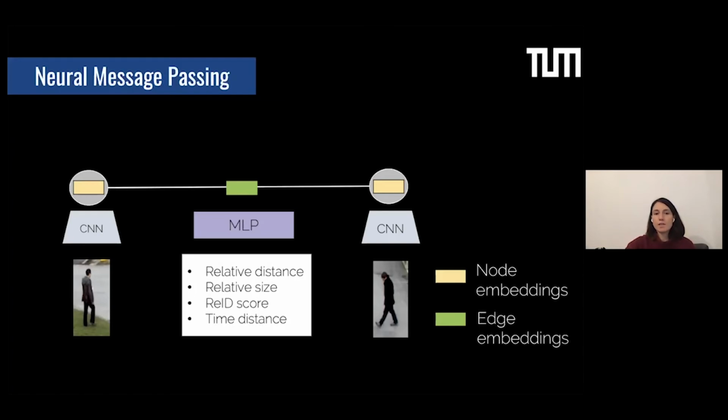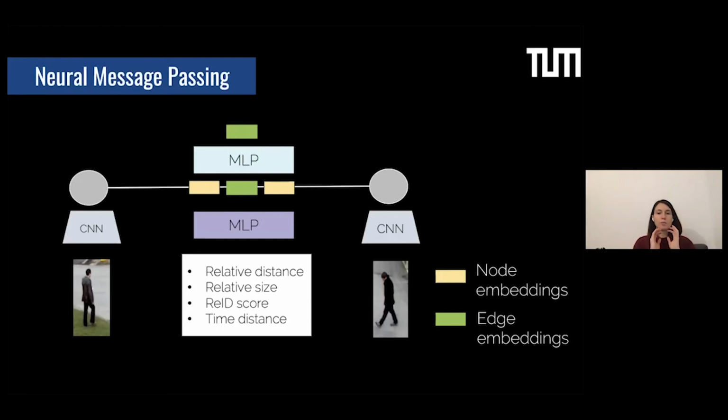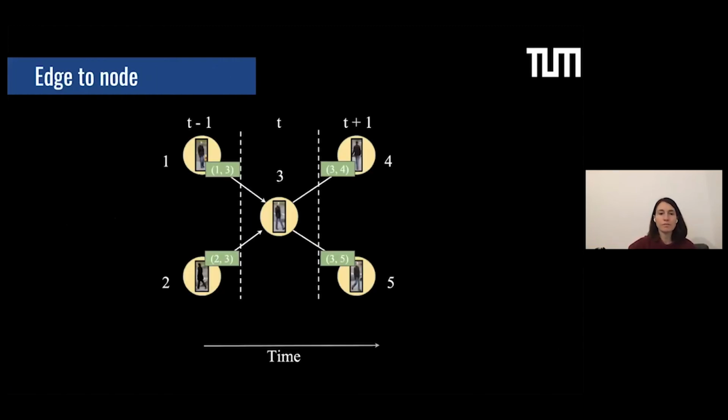And now the neural message passing happens, in which the nodes come into contact with the edge. They pass along this information, and this edge information is now updated, right? So the edge, which had previously only this information of size, distance, re-ID score, and time distance, now also has this information that is coming from the CNN. And so you can imagine that this MLP is going to update the information of the edge with, for example, how similar these two bounding boxes are. So all this message passing does is propagate information through the graph.